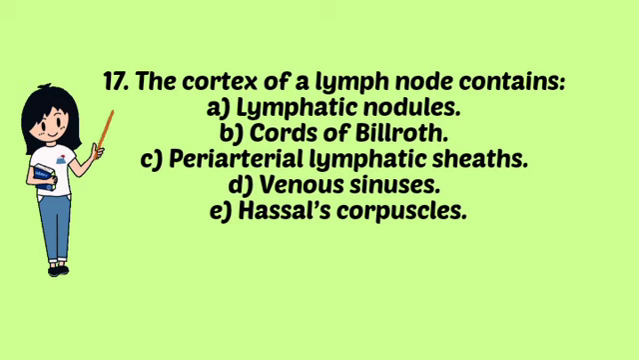17. The cortex of a lymph node contains: A. Lymphatic nodules. B. Cords of Billroth. C. Periarterial lymphatic sheaths. D. Venous sinuses. E. Hassall's corpuscles. Option A is correct, lymphatic nodules.